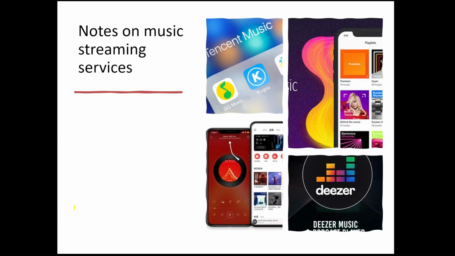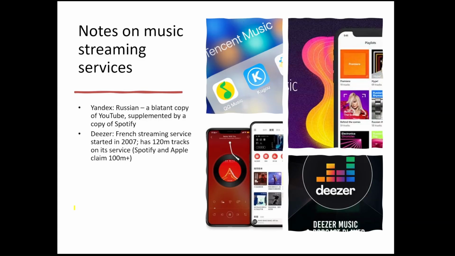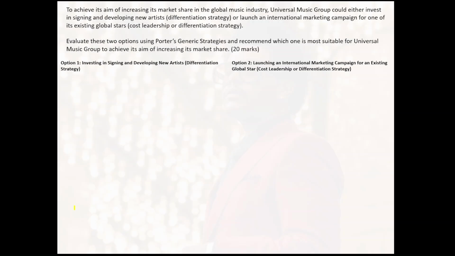Now, notes on these streaming services, a couple of pictures there to illustrate. We need to think of Yandex, Russian, which has obviously come out of the Ukrainian war, where the Russians have just decided to copy everything, which is fine. You know, Deezer, French, and it's comparable to Spotify and Apple for choice of music. Again, Chinese, really social media led, but leading, you know, obviously lots of music there. Mentioned Tencent already, and we're back to the 20 marker.